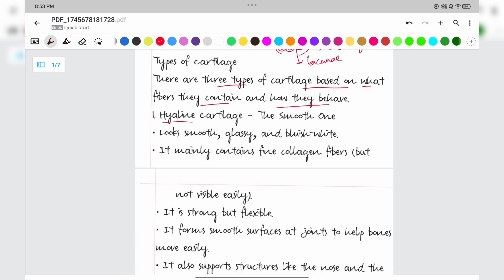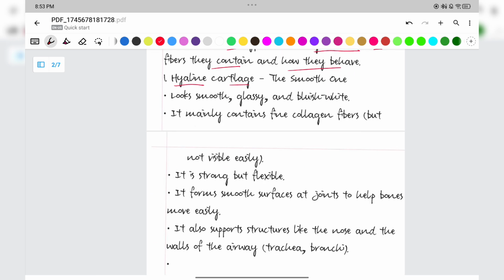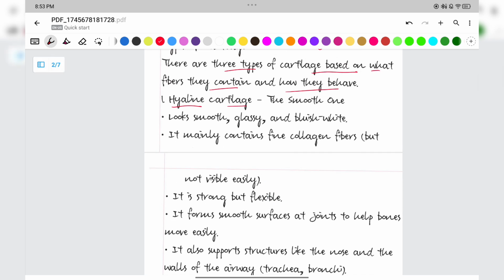Firstly, the hyaline cartilage. Okay, most of us have already heard what hyaline cartilage is in many different ways, but I'll tell you the most important ones. It is the smooth one. Hyaline cartilage is, of course, a smooth one. It looks smooth, glossy, and bluish white in color. It mainly contains fine collagen fibers, which are not easily visible to the naked eye. I repeat, it mainly contains fine collagen fibers.